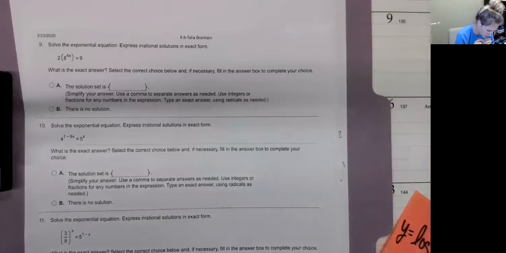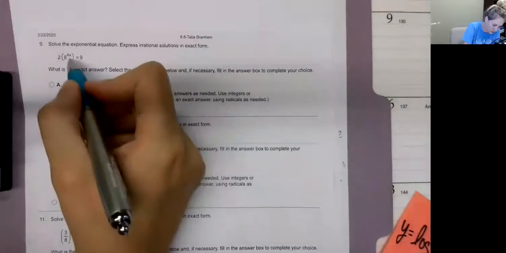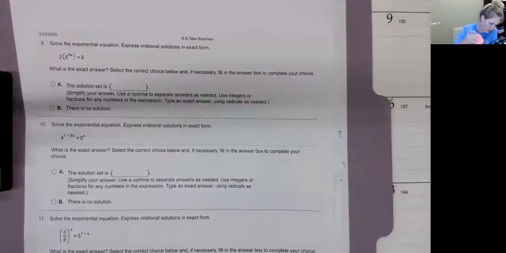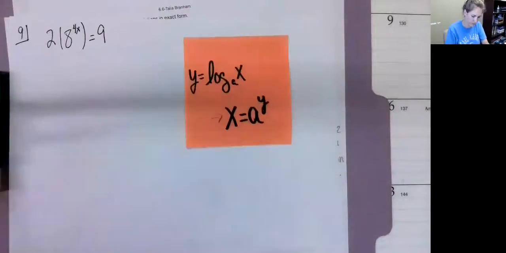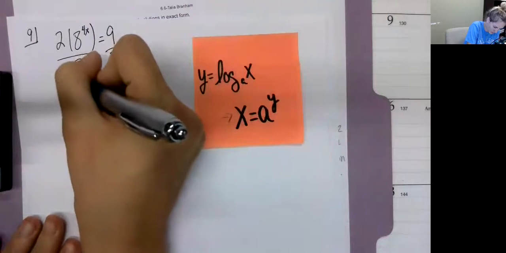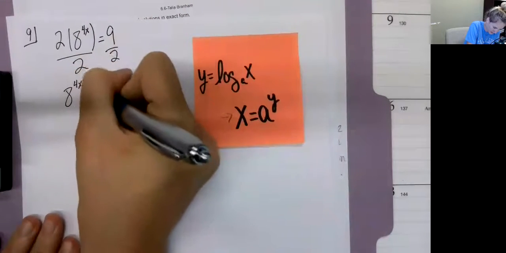Solve the exponential equation, express irrational solutions in exact form. So the first thing on this one, to make it look like this so that I can use this, would be to divide by 2 on both sides. I'm going to go ahead and grab another piece of paper. So we have 9. I want it to be able to go into this form, so I'm going to divide by 2. So 8 to the 4x equals 9 halves.